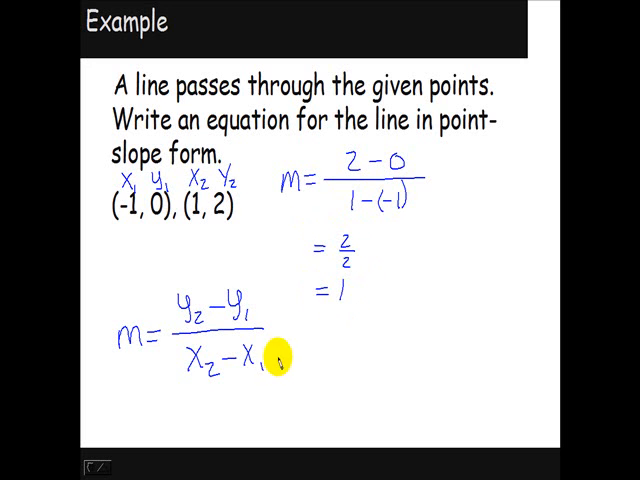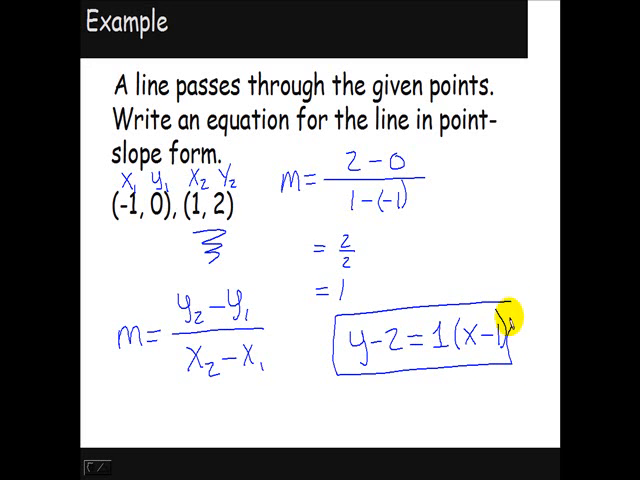Then we'll go ahead and write our line. Let's use this point because we can see an x and a y. So I've got y minus y2 is equal to the slope, which is 1. We can write the 1 or not write the 1 here, but let's write it so it's clear to anybody reading it. Times the quantity x minus x1. Now again, you might not write this 1, you might just write y minus 2 equals x minus 1. And I think a lot of people would do it that way.